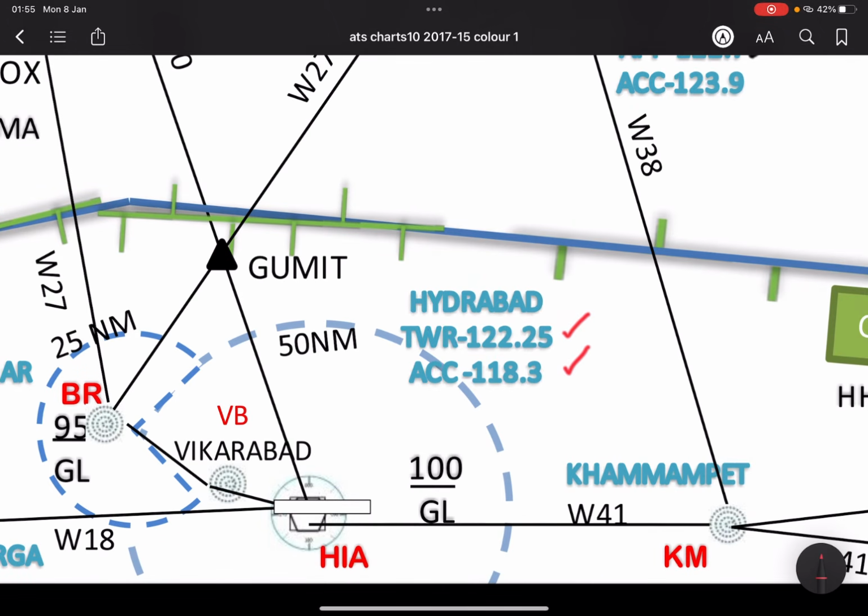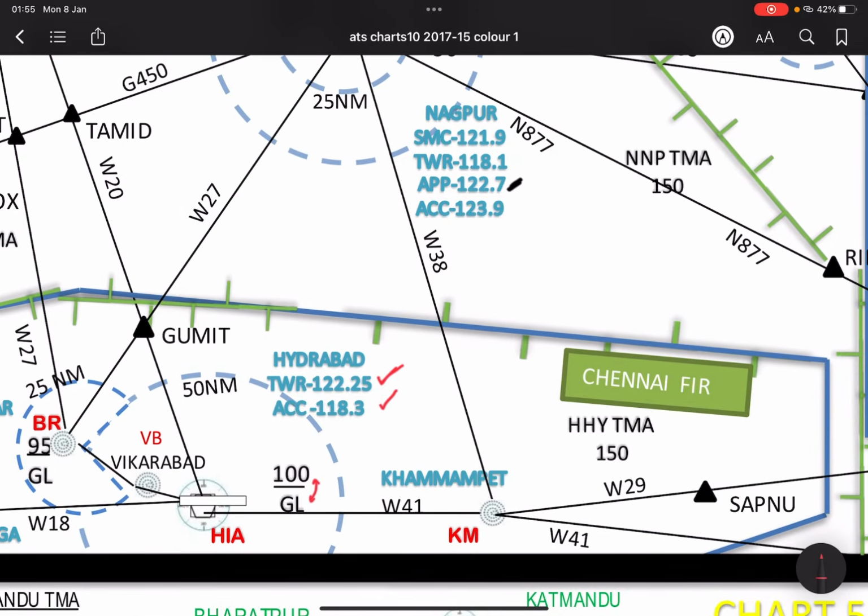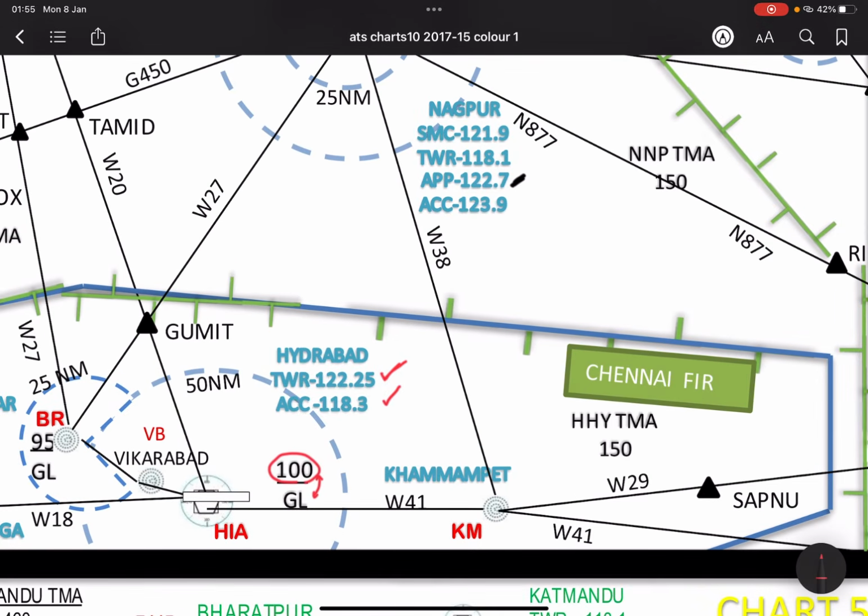Let's look at the limits. See, it says ground level to 100. Okay, and this is the first circle. So we know that ground level to 100 is going to be tower, right? But then the upper limit of the tower does not match the next lower limit. That means we have to assume that this is ground level to flight level 150. Okay, these are the tower's boundaries. Anything above 150 is going to be Hyderabad TMA, or it's going to straight away come to area control. So if we are flying above flight level 150, we are going to contact area control on 118.3.